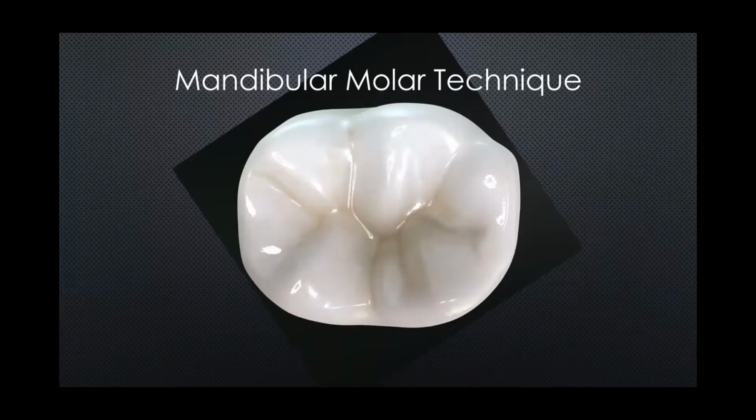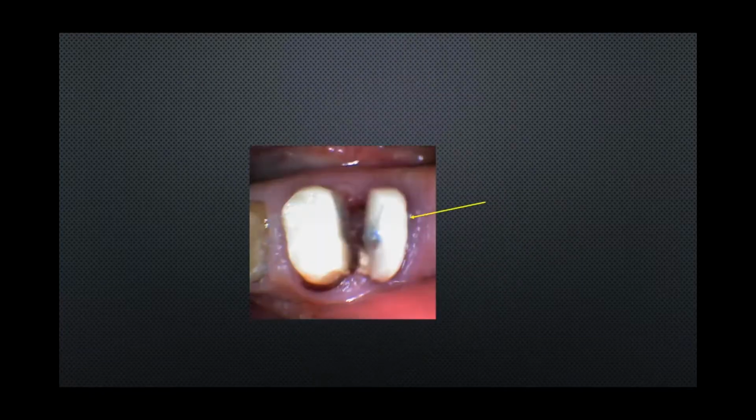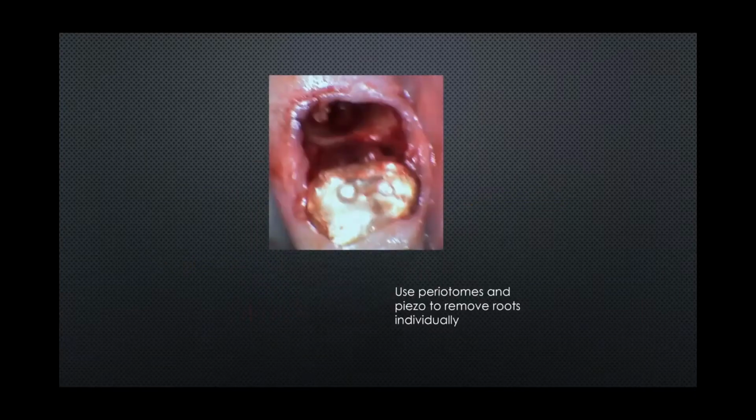All right, so once again, getting back to taking out multi-rooted teeth, this is a mandibular molar technique. Of course, we're going to section right through the furcation, buccal to lingually, and then treat it as two separate single-rooted teeth when we take it out. Section the tooth, remove the distal root, and then remove the mesial root.